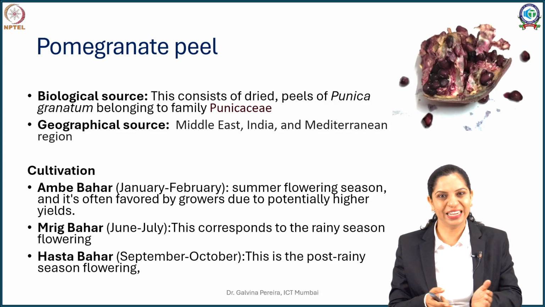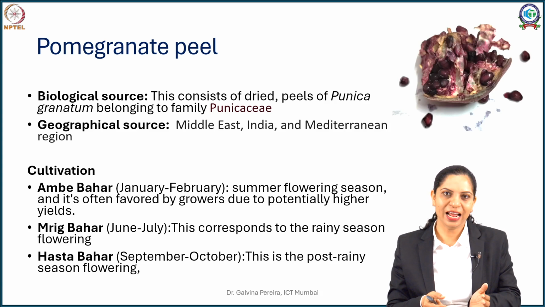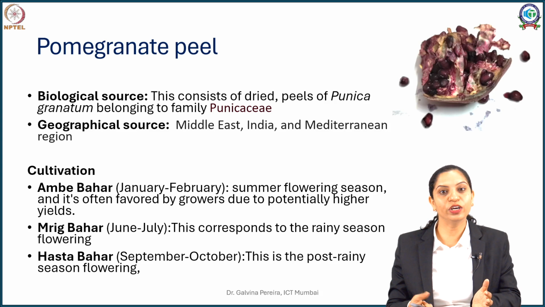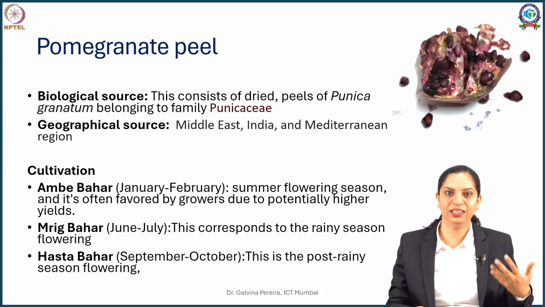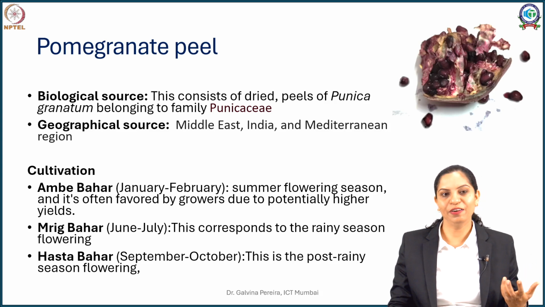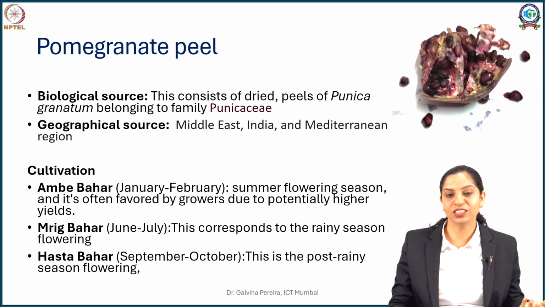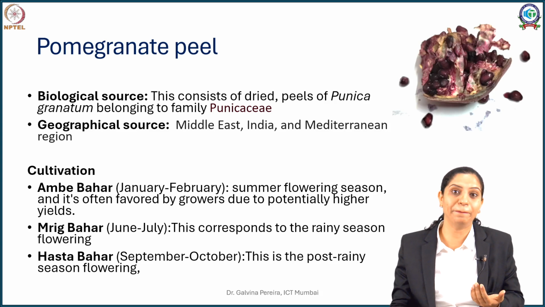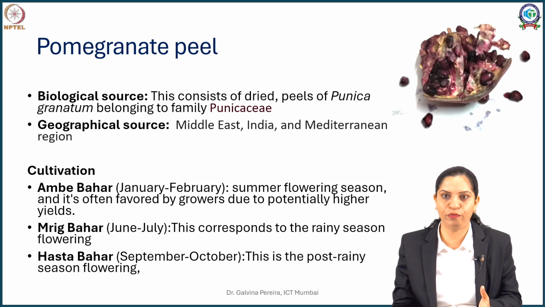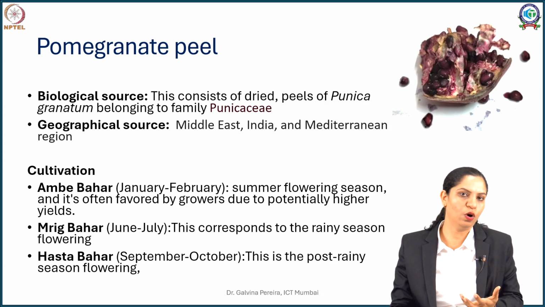So you can curtail water supply to the plant, and in that way, whenever you want the flowering, you could give it abundant fertilizer, give it abundant water, and you get 3 seasons of it. In India, we call it Ambe Bahar, which is the summer flowering season, generally happens close to January or February. Now when it flowers in this season, the fruiting generally happens in summer, and that's the one which gives you the highest yield. So this is preferred by farmers all over India.